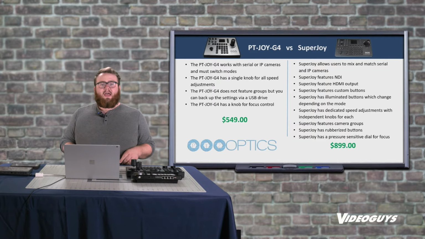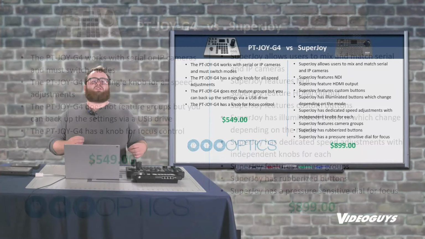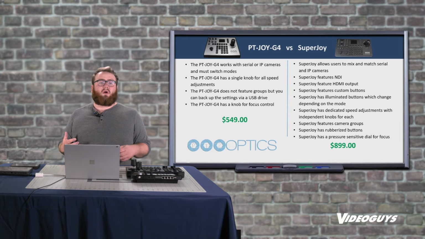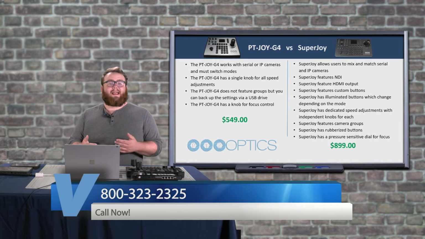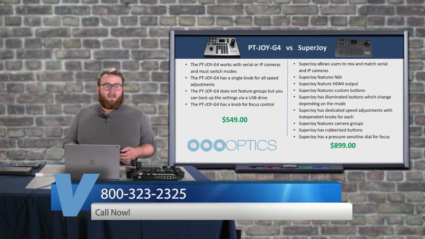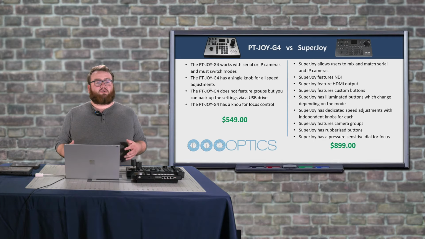And that's number one, the PT Joy G4 can do both serial and IP cameras just like the SuperJoy can, but it can't do them simultaneously. You do have to switch modes to control each camera, whereas the SuperJoy, you can mix and match serial and IP all at the same time simultaneously. There's also less control options on the PT Joy. It's got those knob speed adjustments, but that's about it. Still really great for some smaller productions or if you're just working with serial or IP.